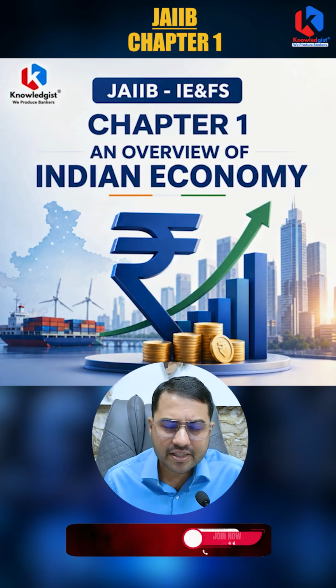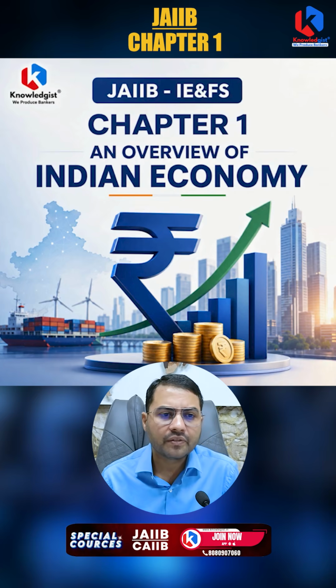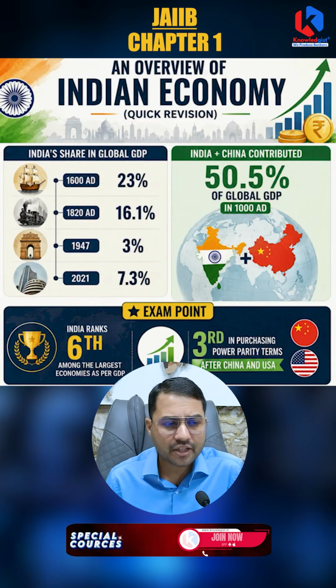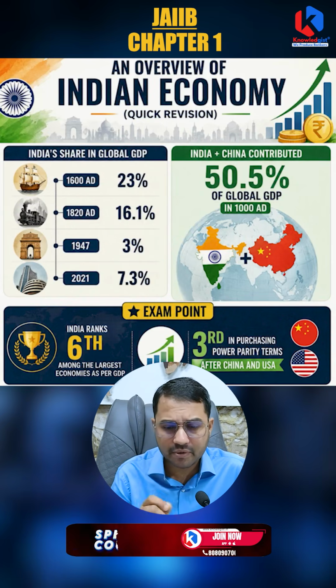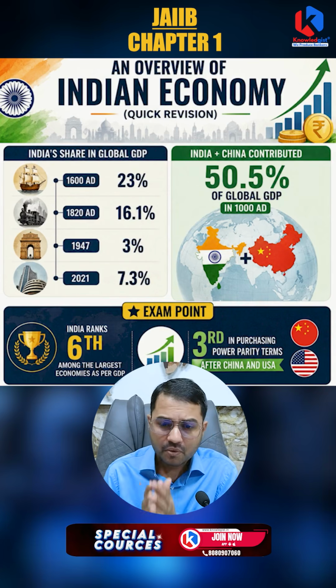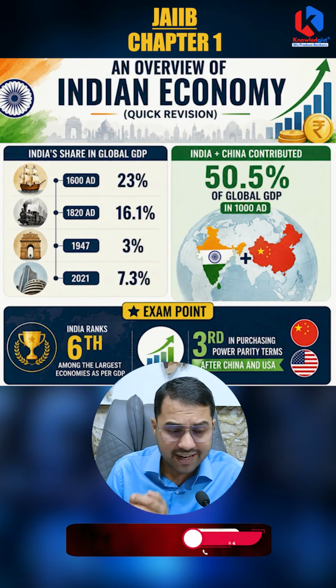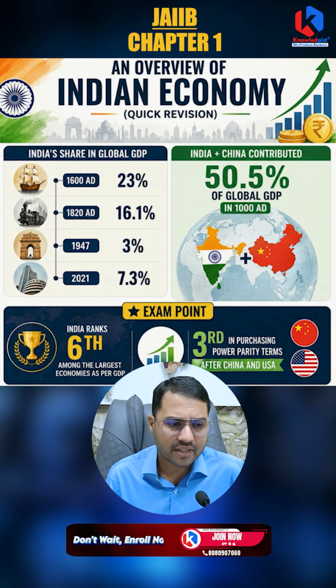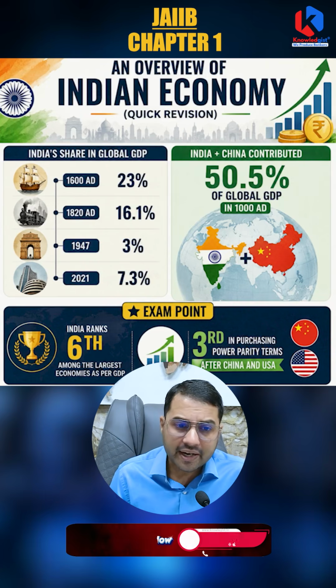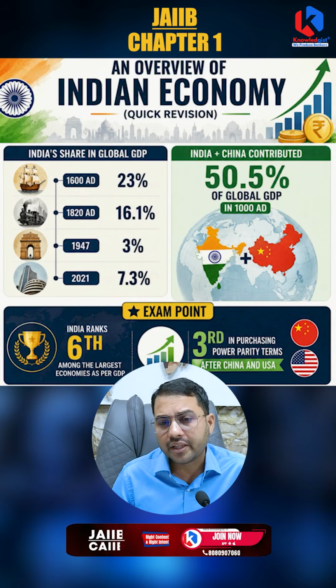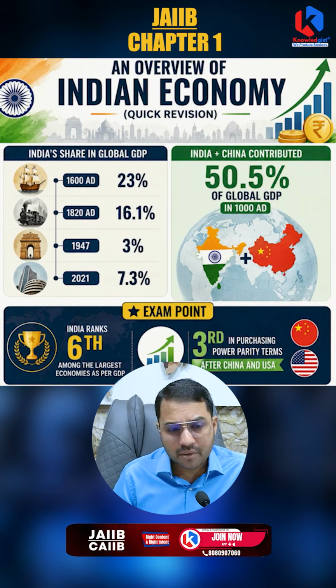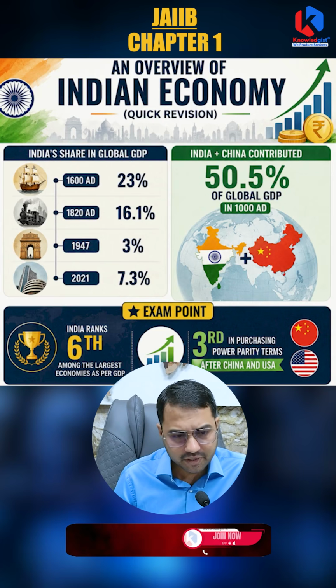JIIB IE&FS Chapter 1 is about the overview of the Indian economy, which explains that in 1600 AD India's GDP contribution towards global GDP was 23%, but that drastically reduced to 7.3% in 2021, and India plus China combined together towards global GDP in 1000 AD was 50.5%.